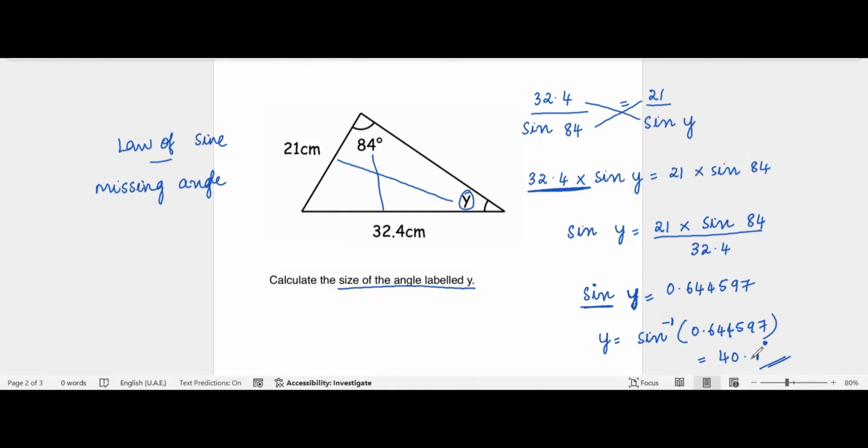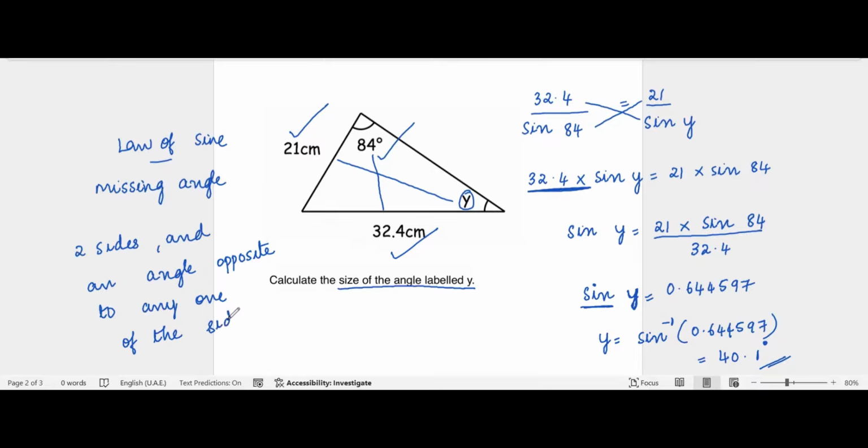So this is how we find out the missing angle. Whenever we have two sides and an angle opposite to any one of those sides, we use law of sine to find the missing angle. So that question is done.